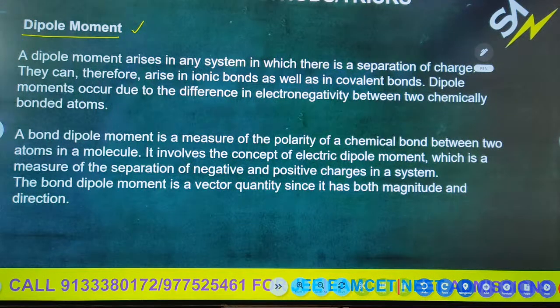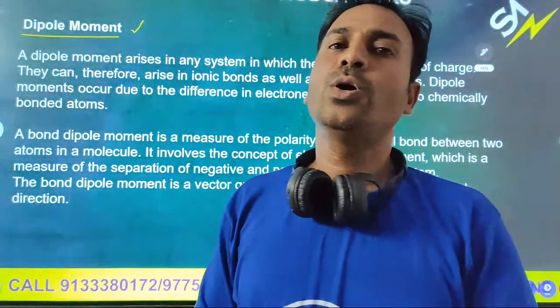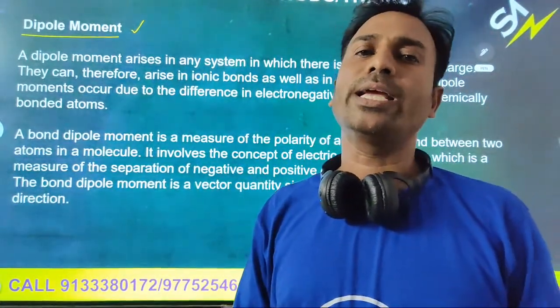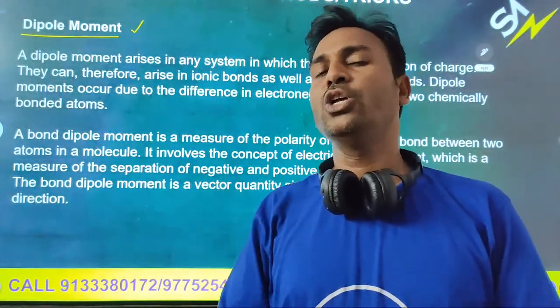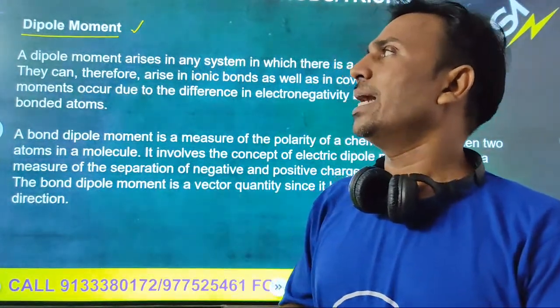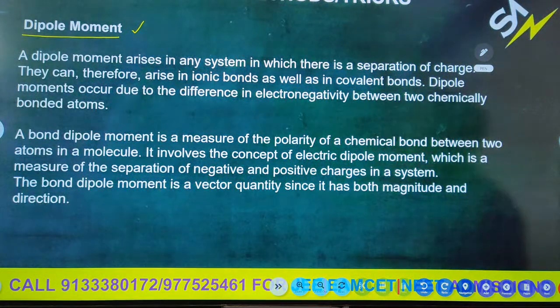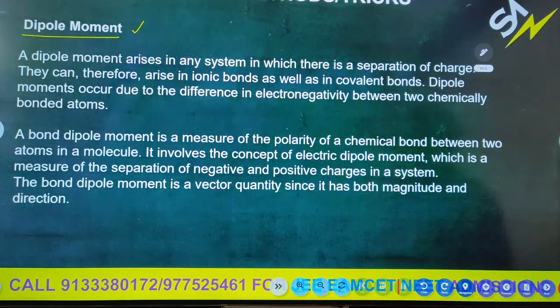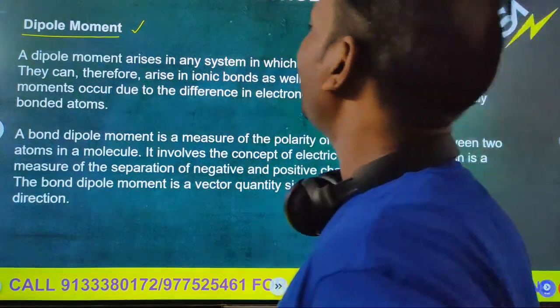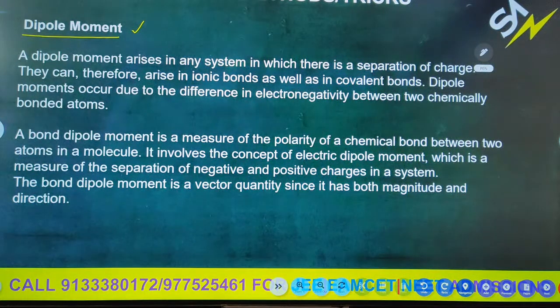So what is dipole moment? When does it arise? What is the use of the dipole moment? Whether dipole moment is there or not in a given molecule depends on the symmetry of the molecule. Dipole moment arises in any system in which there is a separation of charge. You take any system, any covalent molecule, but this separation is only possible due to the electronegativity difference. Where? In covalent bonds.